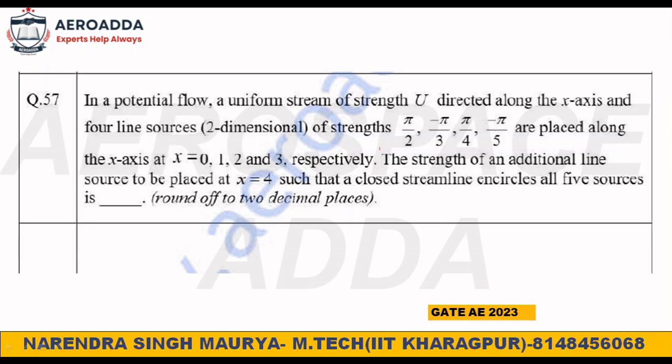Of strengths pi by 2, minus pi by 3, pi by 4, minus pi by 5. This is the value in radian, okay? So don't get confused, it is not in degree, it's radian. Are placed along the x-axis at x is equal to 0, 1, okay. They have said these are the source flows. So strength they have given pi by 2, which is placed at x is equal to 0. Another one is what? x is equal to 1.